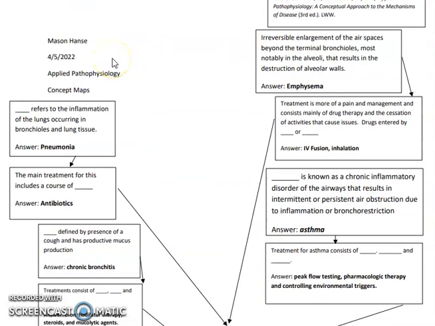So the first one I touched on was pneumonia, and this refers to the inflammation of the lungs occurring in the bronchioles and lung tissue, and the main treatment for this includes a course of antibiotics.